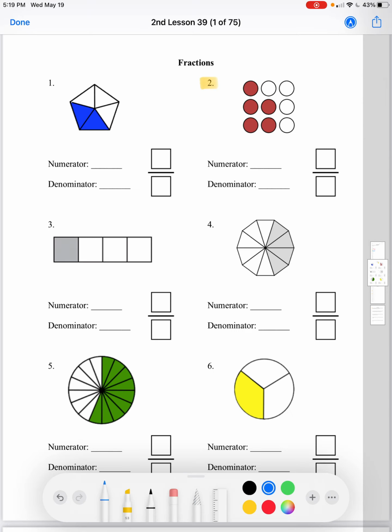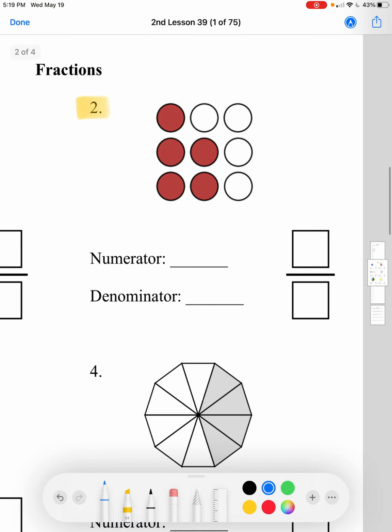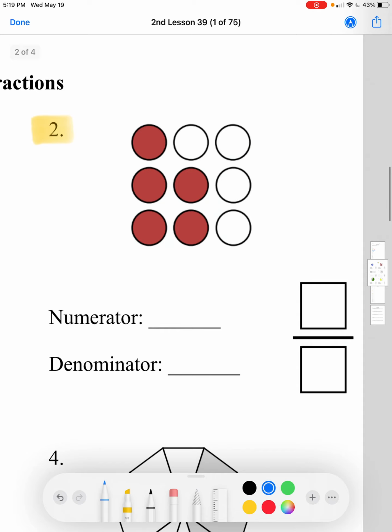Now we'll move on to fractions. We're going to do number 2. We have these circles here, and we have to write the numerator, the denominator, and write the fraction. So we're going to look for the shaded or colored shapes. The numerator is the one that we're looking at, which is the number of shaded circles.